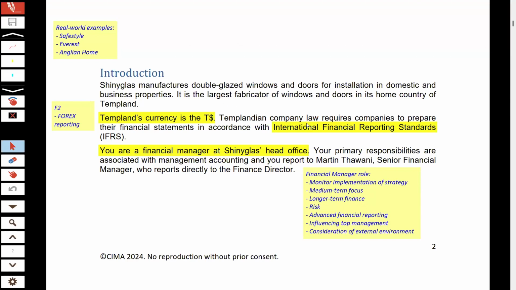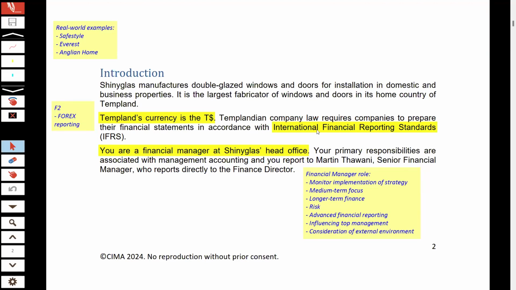Now, because it is based in Templand, and the Templand currency there is Templand dollars, F2 springs to mind. And we've got a little annotation there on the left. What about foreign currency translation? Foreign currency transactions. So in F2, we learned about how to translate transactions, perhaps where Shinyglas is purchasing from overseas. Then it might have to translate those purchases into Templand dollars. Then it might also have payables at the year end, which would also have to be retranslated. So I can see that there's a route here for CIMA testing us on our knowledge from F2 of translation of foreign currencies.